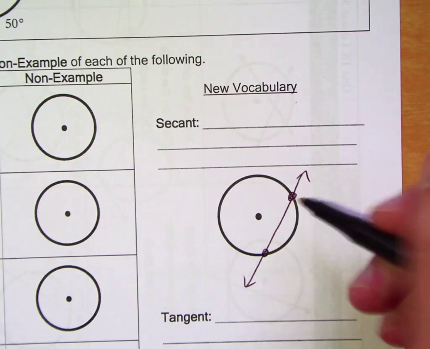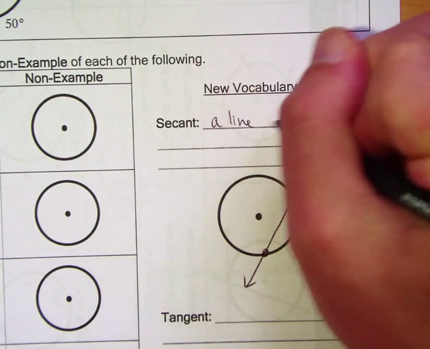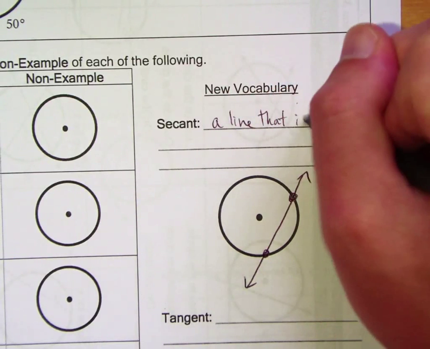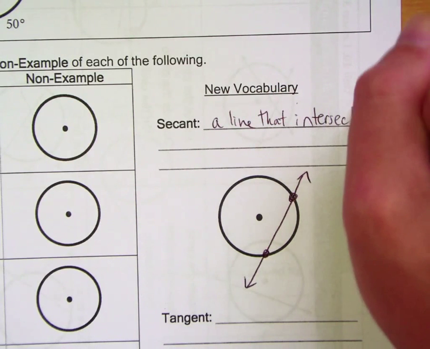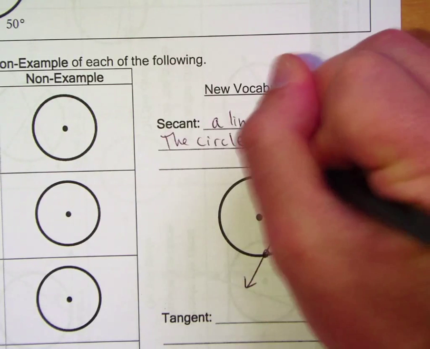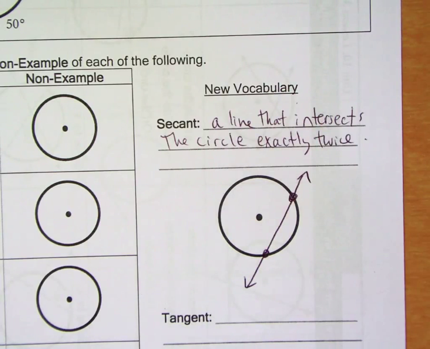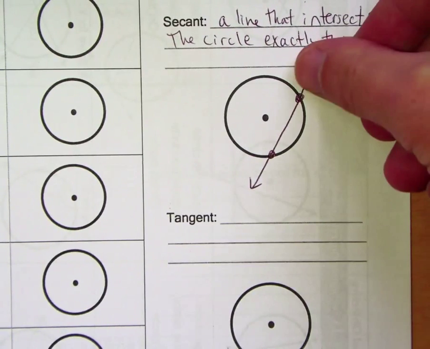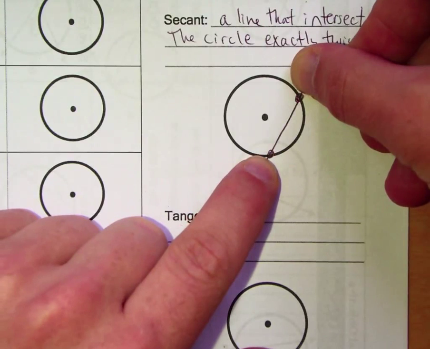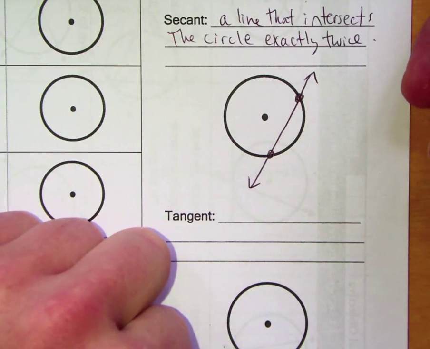It touches the circle twice, and it's a line that goes through. A line that intersects the circle exactly twice. Let's compare that to a chord. This was a chord. It's not a line, but it's a segment with endpoints on the circle. So that's a chord, that's a secant.